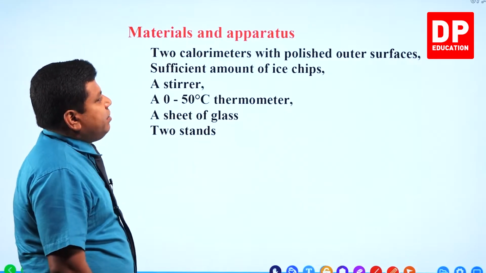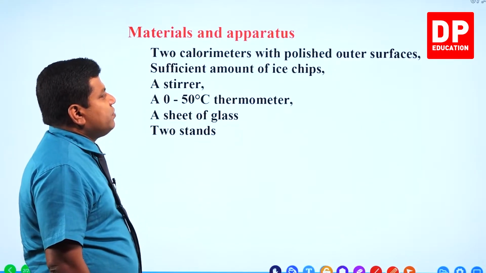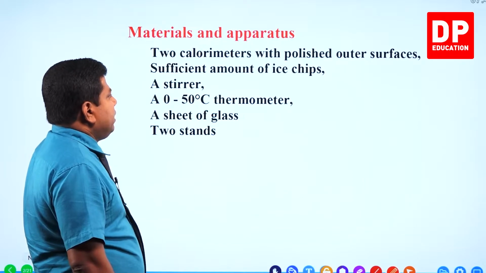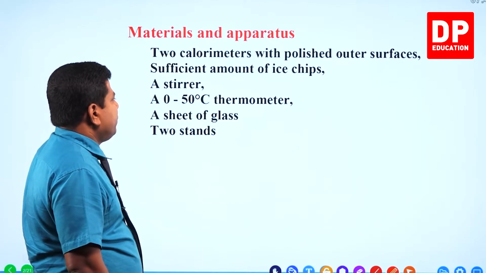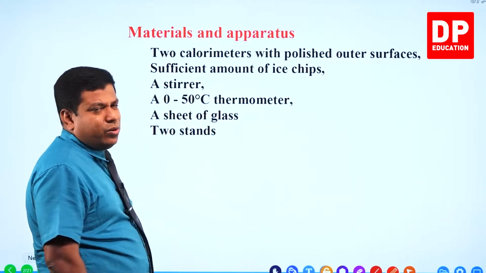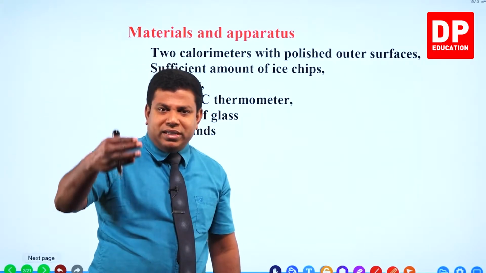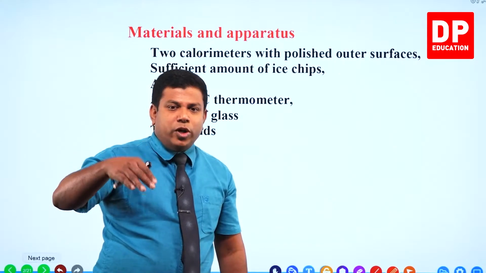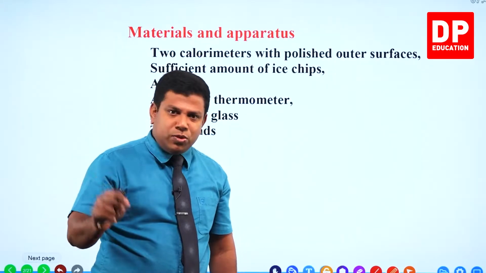See what materials and apparatus we need for this? 2 calorimeters with polished outer surfaces, sufficient amount of ice chips, a stirrer, 0 to 50 degree thermometer. Why 0 to 50? Because if the room temperature is 30, all your experiment is going to be below 30 because you are going to add ice cubes into that.